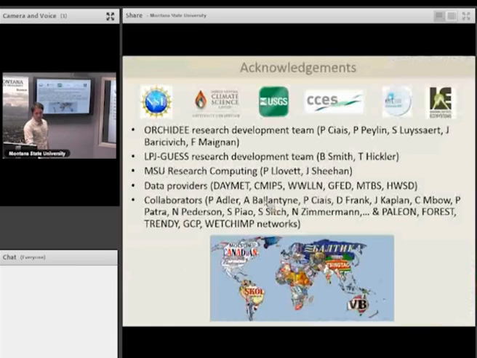So first, I just want to acknowledge some of the funding agencies that are supporting the research in the group. Also, some of the model development teams. We're using several different ecosystem models in the group that we'll talk about today. Also, the support that we're getting from the research community, for example, Paul Lovett and Jerry Sheehan, who have been instrumental in setting up the networking and computational infrastructure that we use. The data providers, just an example of some of the data sets that we use in the group, and some of the main collaborators and consortiums that we're involved with.